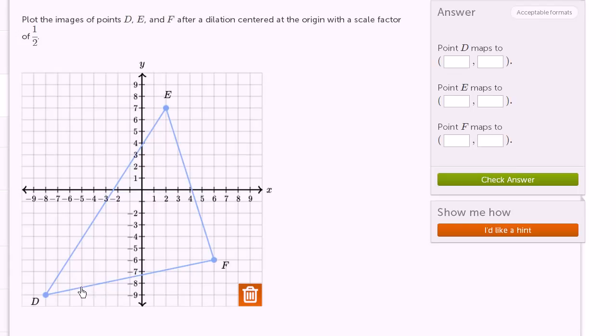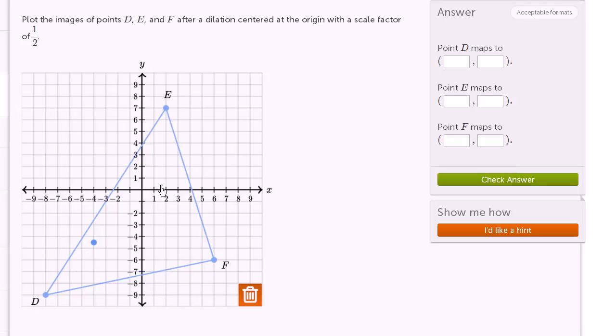So for example, let's think about point D first. Point D is at -8. So if we have a scale factor of 1/2, what point D will map to is going to be at -4 in the x direction. And in the y direction, D is at -9, so this is going to be at -4.5, half of that. So that is going to be right over there. That's where point D is going to be, or the image of point D after the scaling.